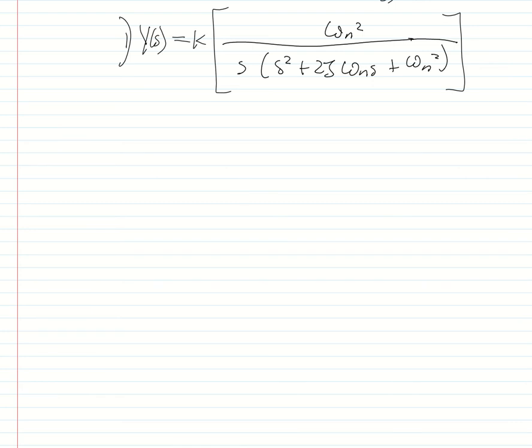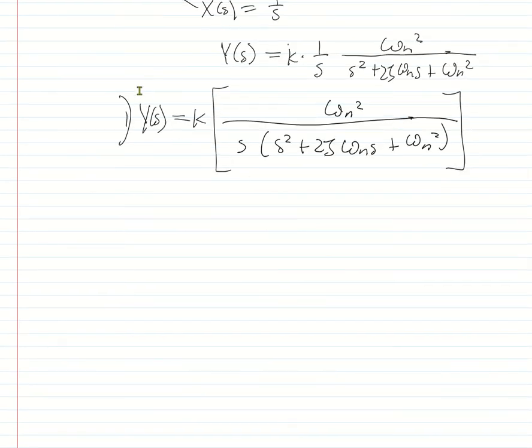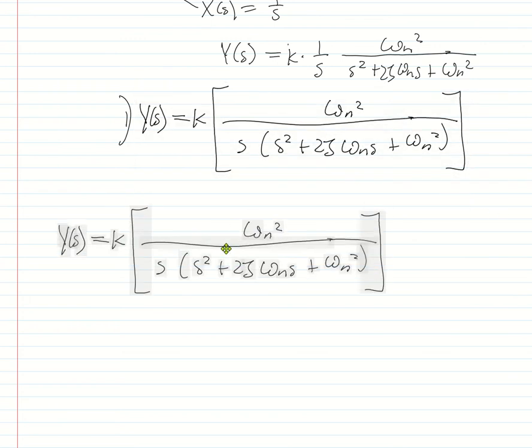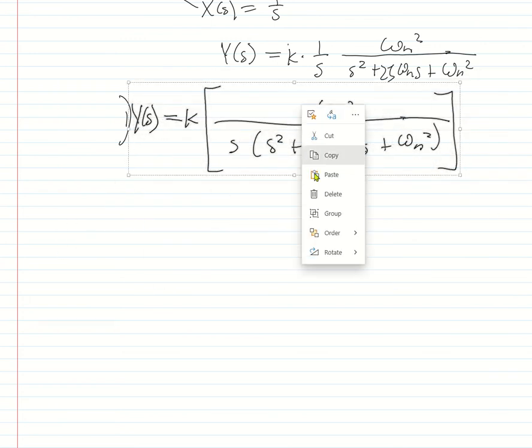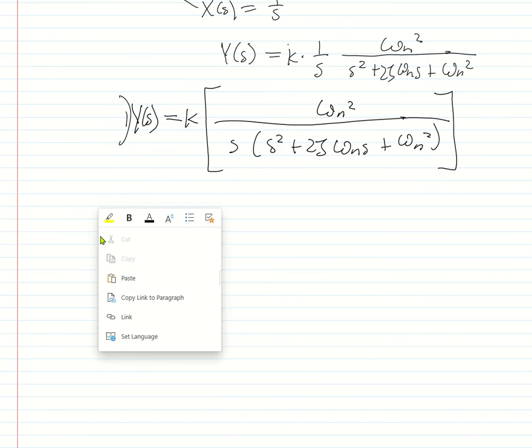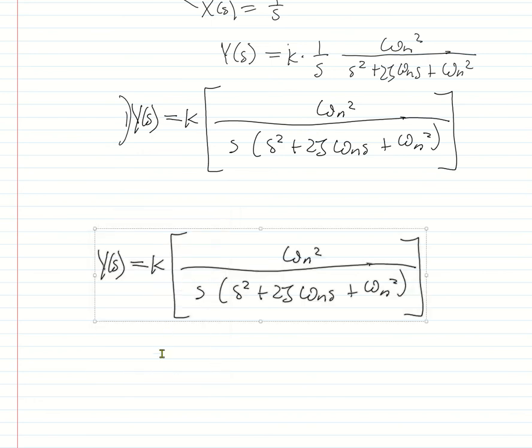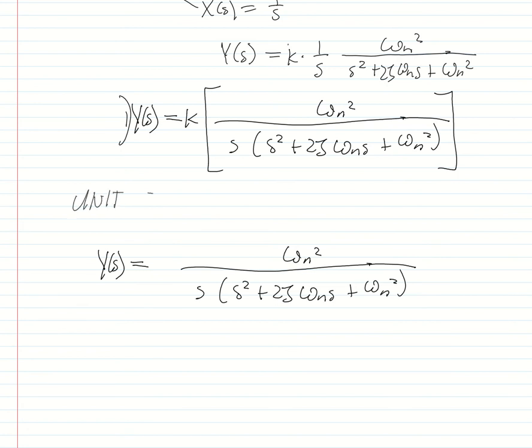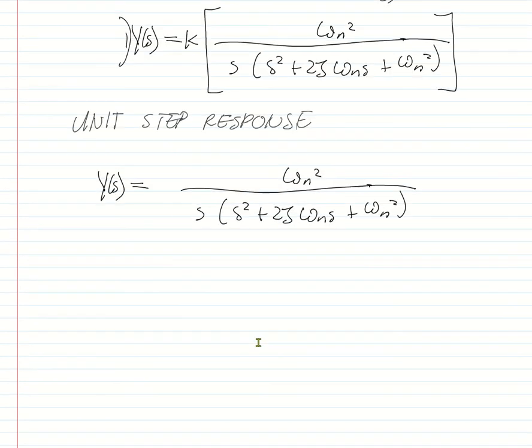So now our y in S domain will be this one. Just copy this one. I'll just remove k here, it's just equal to 1. So we want to derive the unit step response of a second order system. So this is now our transfer function with a unit step.